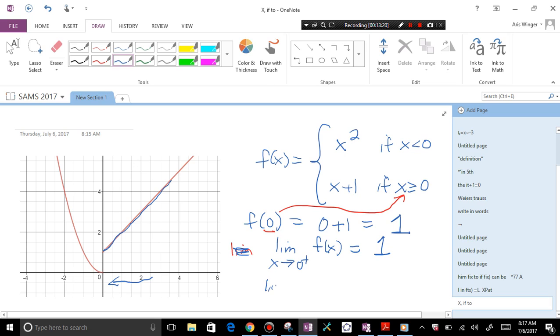And similarly, the limit from the left. People last night were able to do this pretty easily. This is equal to the limit as x tends to 0 from the left of x squared. And for values of x that are less than 0, that's on this branch, and that is 0.